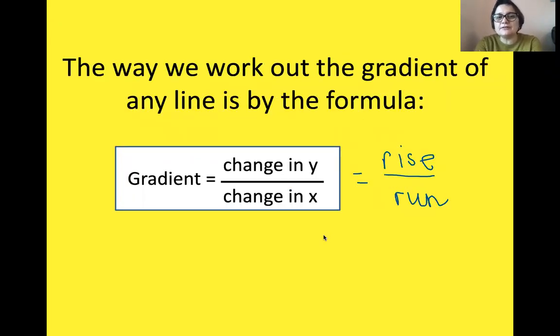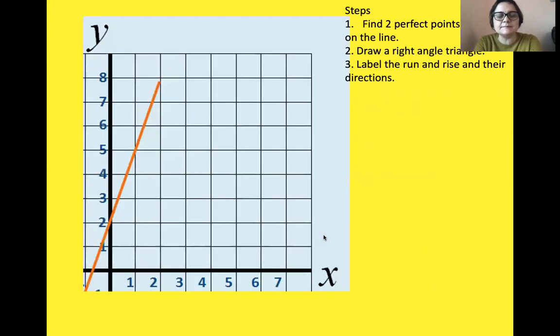So to find out the gradient, you can use the change in y over the change in x, or rise over run. So how can you use one or another in an exercise situation? Let's have a look at the first example.